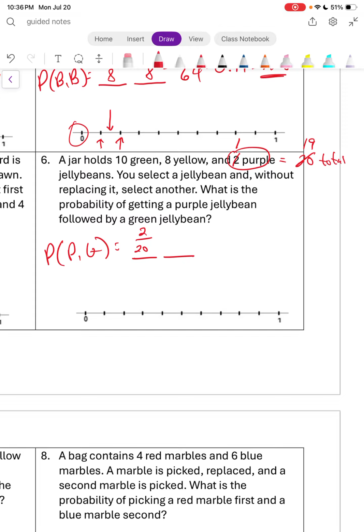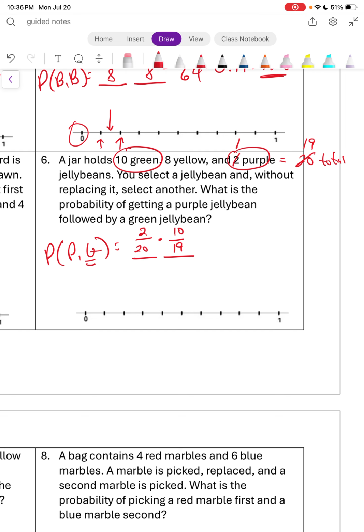Now, what is the probability of drawing the green? There are 10 greens, but there are only 19 jelly beans. So that is going to change our percentage. Because there's 1 less jelly bean, that actually makes it more likely that you will pick a green one out. Then you do the exact same thing.